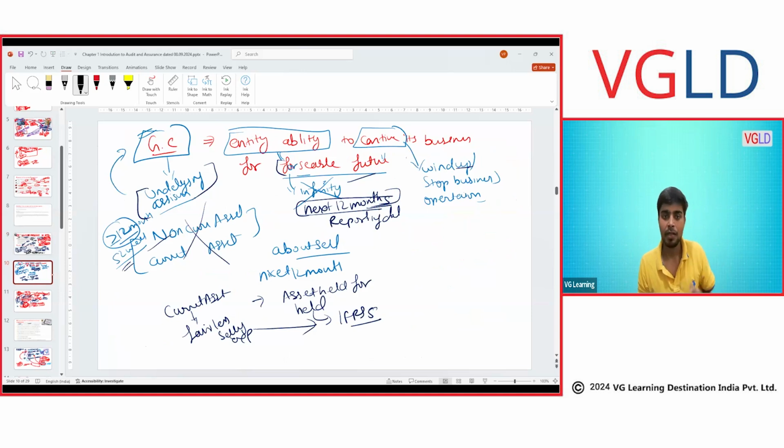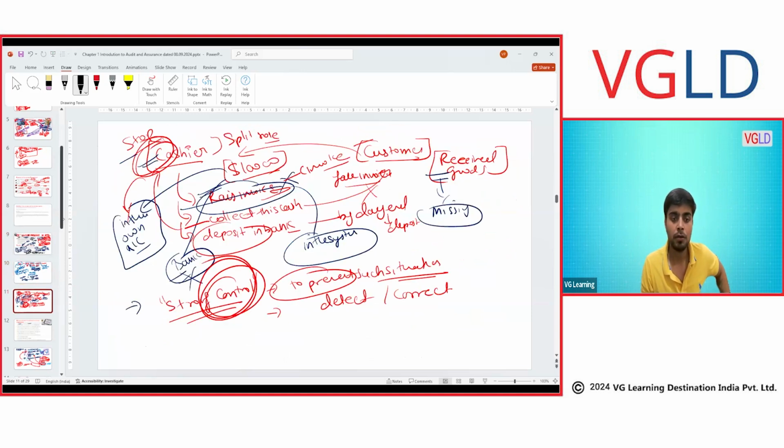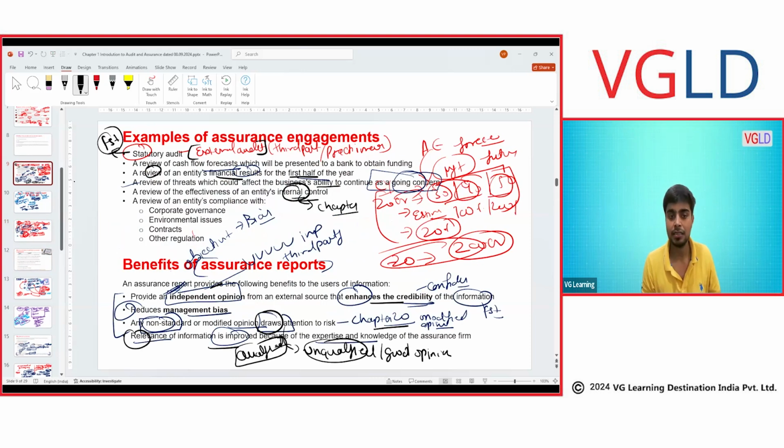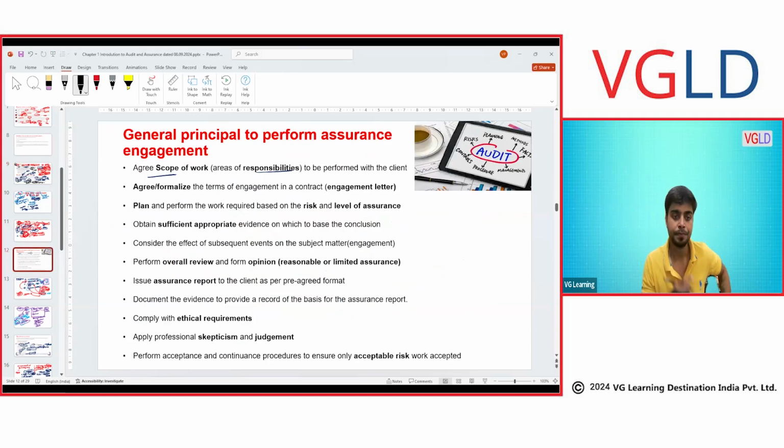So we discussed the ability to continue as a going concern in the last class. We also saw an example of how one person holding the entire role of, let's say, cash collection, and how splitting that role can create a better control. If there is no splitting of roles, then the entity's controls are weak. So we were explaining this review of control.